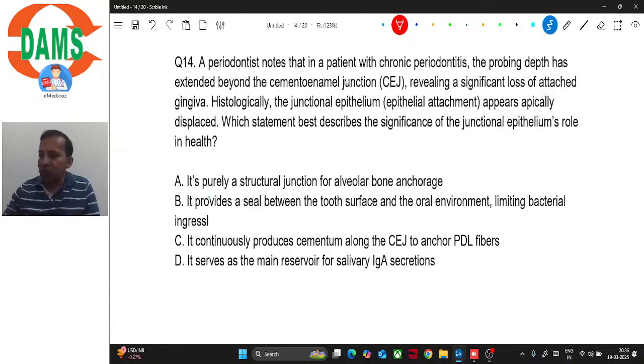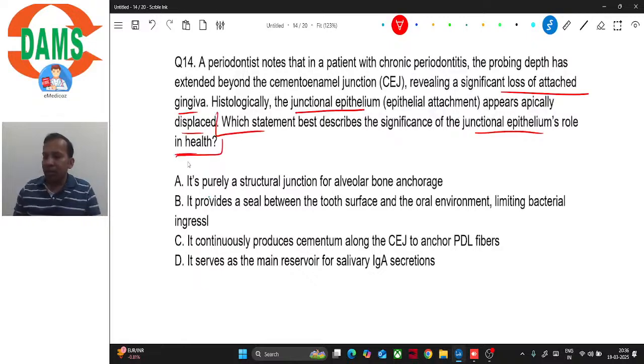A periodontist notes that in a patient with chronic periodontitis, the probing depth has extended beyond CEJ. So probing depth has gone beyond CEJ, revealing a significant loss of attached gingiva. So attached gingiva has receded. Histologically, the junctional epithelium or the epithelial attachment appears apically displaced. So as I just said, gingiva has receded. Which statement best describes the significance of the junctional epithelium's role in health? So this much of the question is sufficient to get your answer, isn't it?